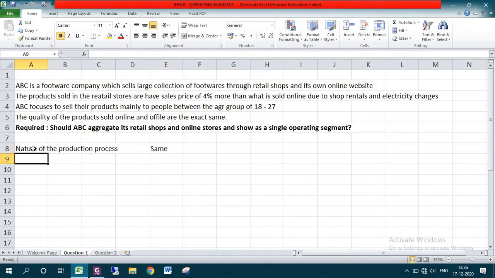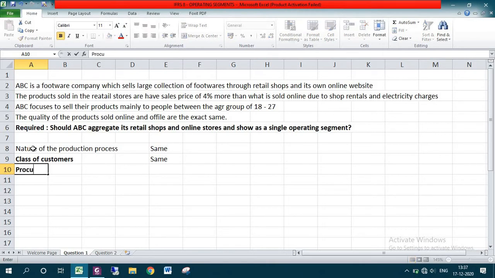Then we need to check the type or the class of customers. That is also same, because ABC wants to sell their products to the people in the age group of 18 to 27, so that is the class of customers they are focusing on. So, class of customers, that is also same. Next we need to check if the products are same or not.